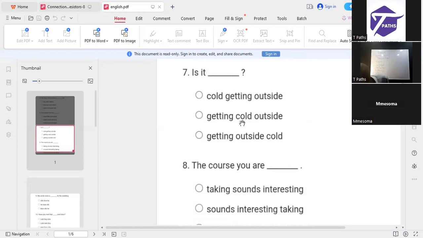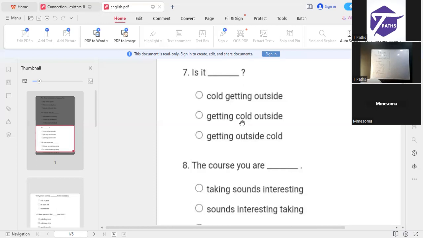That's the next number. Dash code. Getting is under participle. Code getting outside is wrong. Getting outside code is wrong. The answer is B, getting code outside.